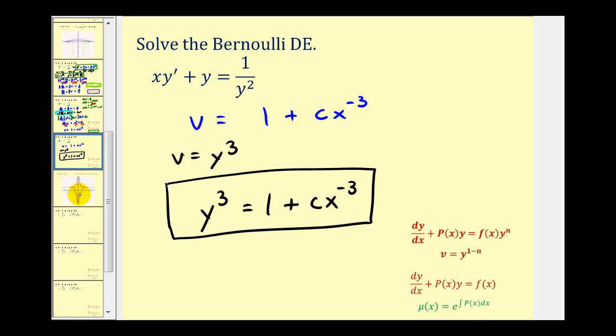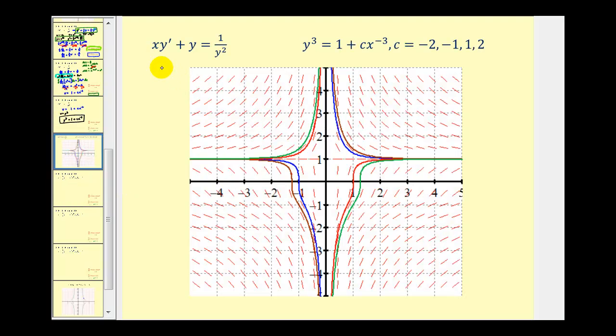And to show this graphically, the given differential equation would produce the red slope field, and then from our implicit equation, if we selected the following values of c and then graphed the functions, each of the functions on this slope field represents one of the possible solutions from the family of solutions or from the general solution.